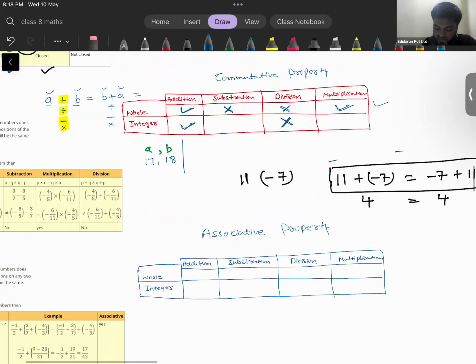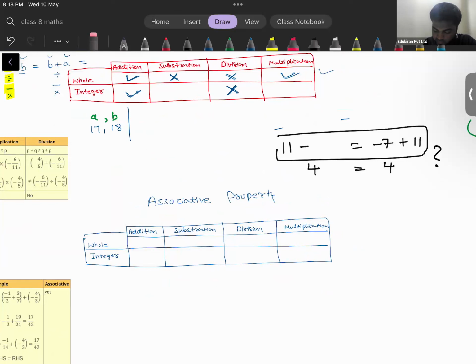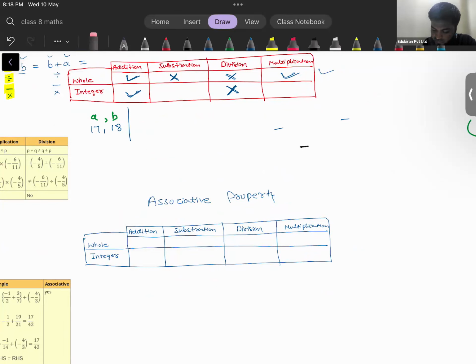Let's talk about subtraction. Okay, give me two values of integers. Two examples of integers. 6 and 9. 6 and let's take a negative value, let's call it -9. And let's perform subtraction over them. 6 minus -9, is it the same as -9 minus 6?